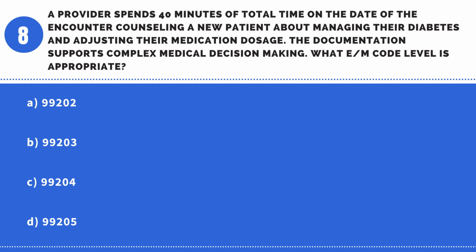Question 8. A provider spends 40 minutes of total time on the date of the encounter counseling a new patient about managing their diabetes and adjusting their medication dosage. The documentation supports complex medical decision-making. What E/M code level is appropriate? A. 99202. B. 99203. C. 99204. D. 99205.